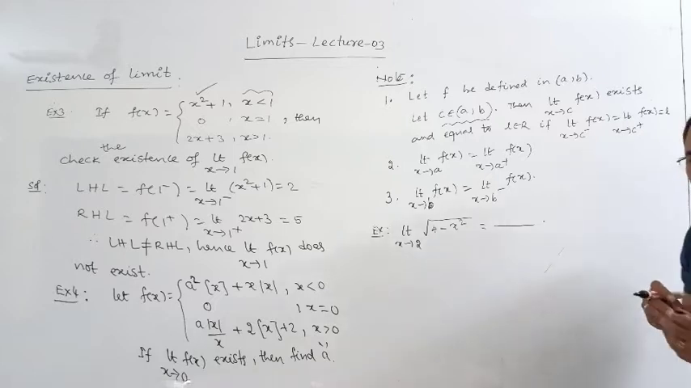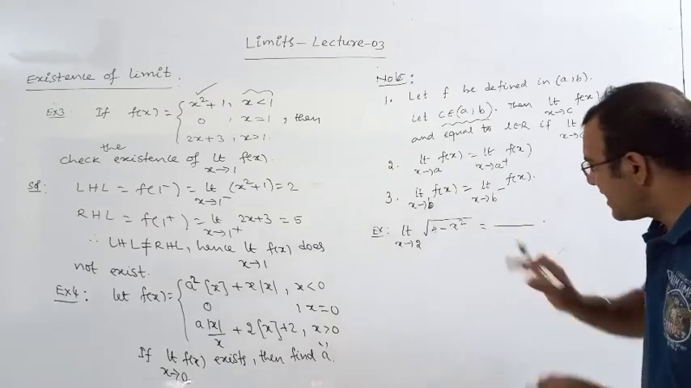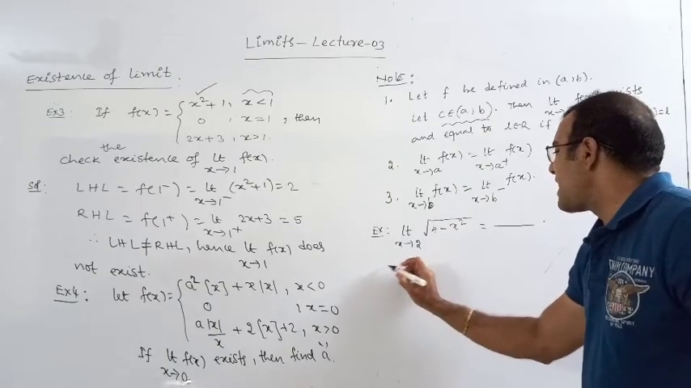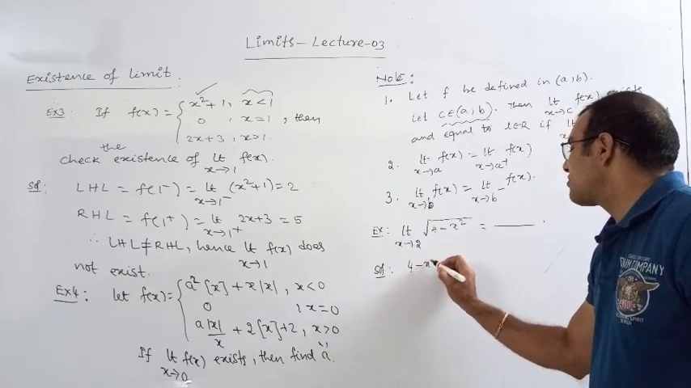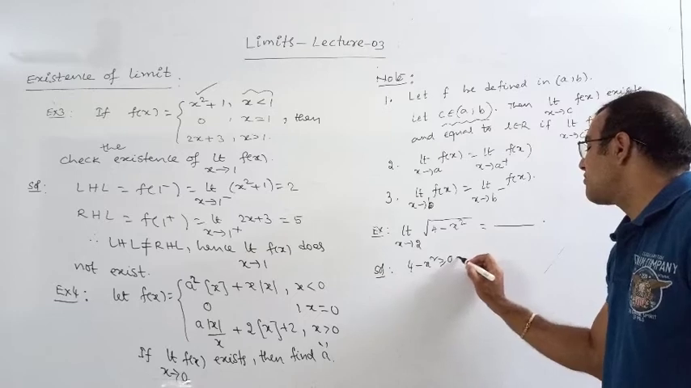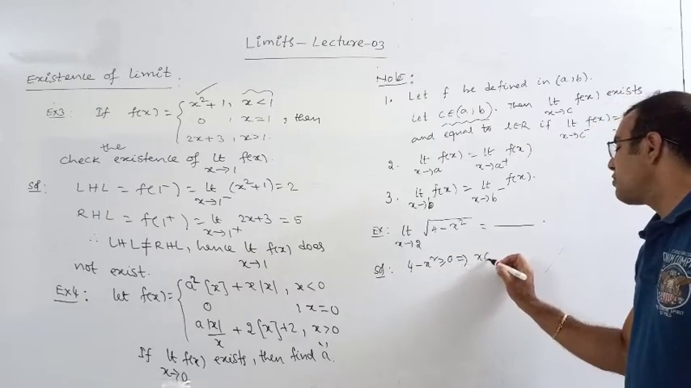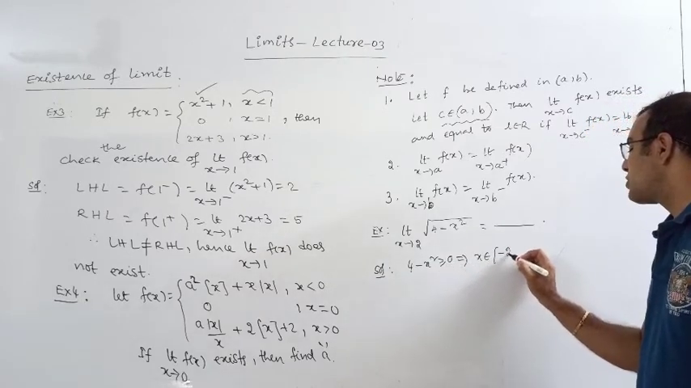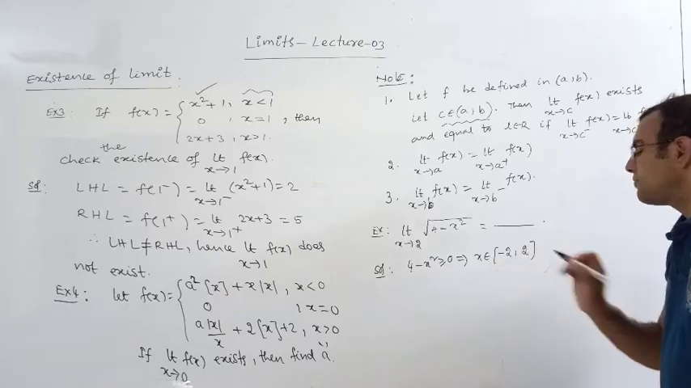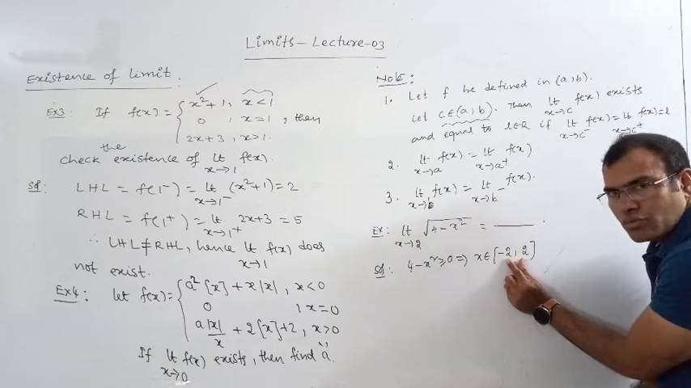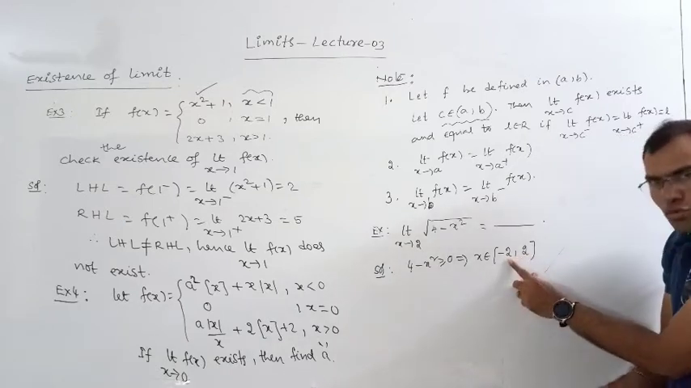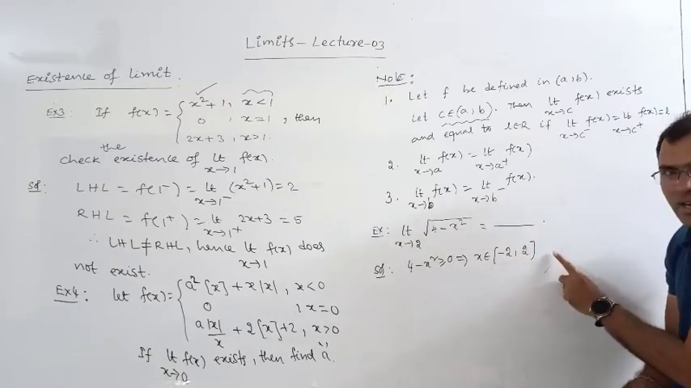Limit x tends to 2 of root over 4 minus x square is what? See, here 4 minus x square should be greater than or equal to 0, which implies x belongs to minus 2 to 2. So x is defined between minus 2 to 2, meaning the left side of 2 the graph exists, but there is no right side of 2.